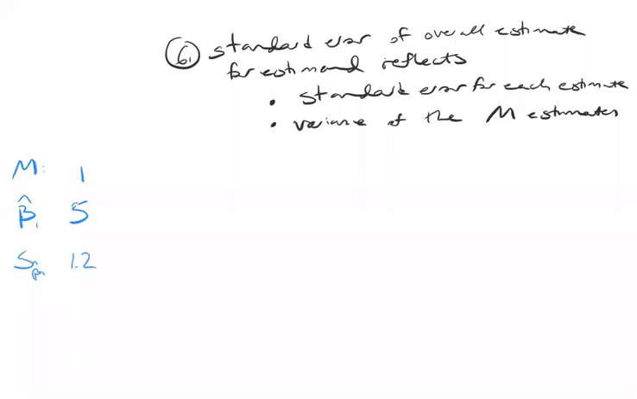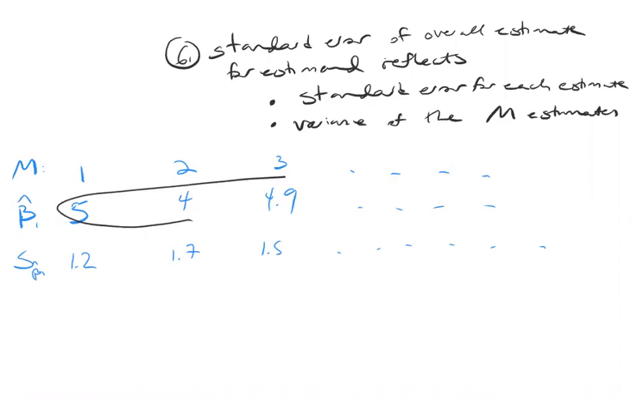Then you have another data set. This is data set number 2. Maybe this time your estimate is 4, and the standard error of that thing is 1.7. Then you have data set number 3, and this time you get a 4.9, and the standard error is 1.5, et cetera, et cetera. Okay, so we already said that your overall estimate of the estimand is just going to be the mean of all these numbers.